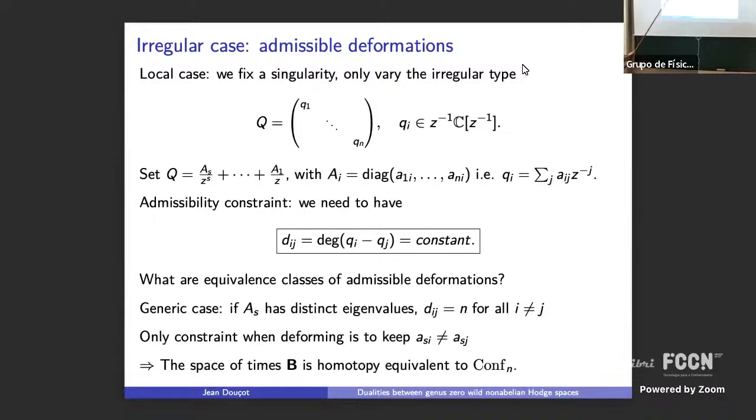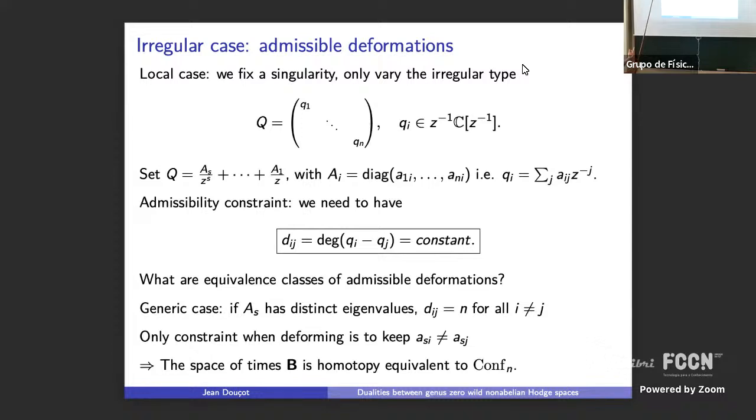So concretely, here I'm just looking at the untwisted case for now, but you can also set up things in a twisted case where you have ramification. So I can write my irregular type like this, and I can give a name Aij to the coefficients. And what I want to deform are those coefficients. But there is still some constraint on my deformation, which is the analog of the fact that the singularities are not allowed to merge. And what is this constraint? The constraint is that the degree of the difference Qi minus Qj has to be constant.